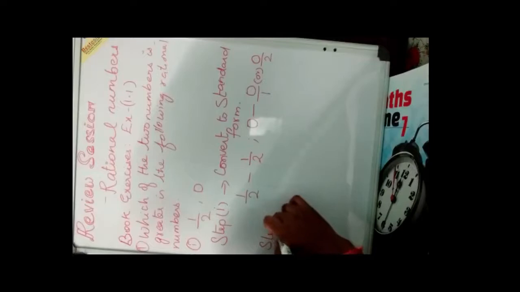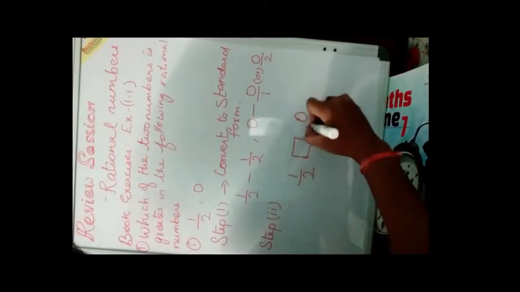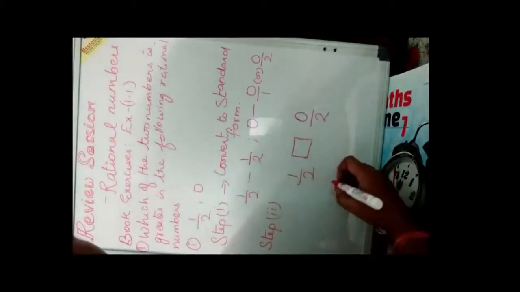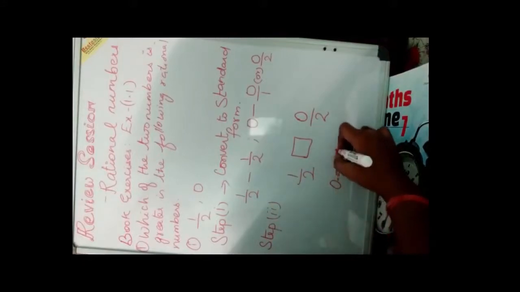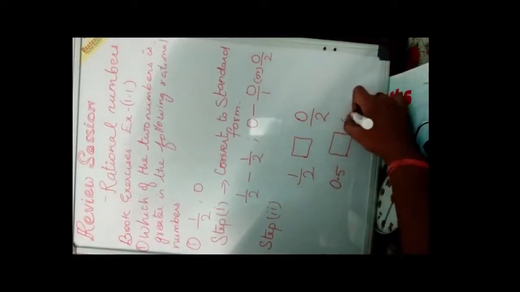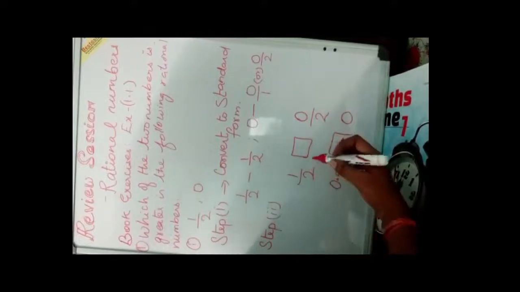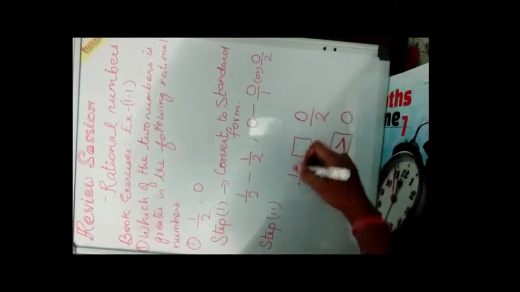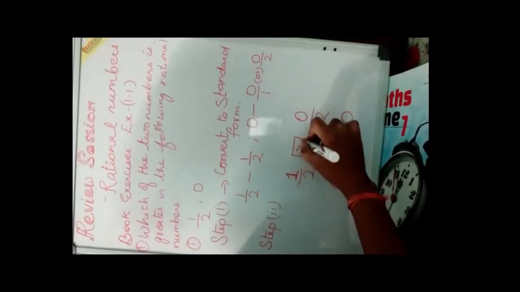Now step 2, we need to find which is greater. So 1 by 2, then 0 by 2. If you write 1 by 2 in decimal form, 1 by 2 is nothing but 0.5. So here 0.5 is greater than 0. Or you can do it as it is. Since the denominators are the same, you need to see the numerator. So here 1 is greater than 0.